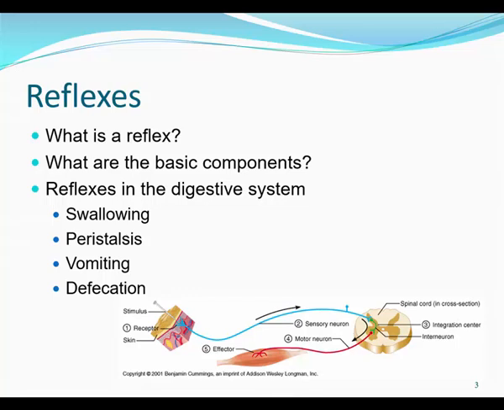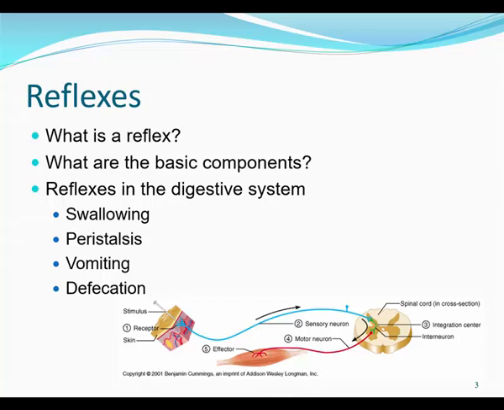Hopefully you remember from A&P1 the basics of a reflex. Reflexes are automatic responses. They are not learned. Generally, they are comprised of a receptor, which receives a stimulus, a sensory neuron that carries that information to the CNS, and usually just the spinal cord, an integration center, the brain or spinal cord, and a motor neuron to carry the response back to an effector, which is always a muscle or a gland.